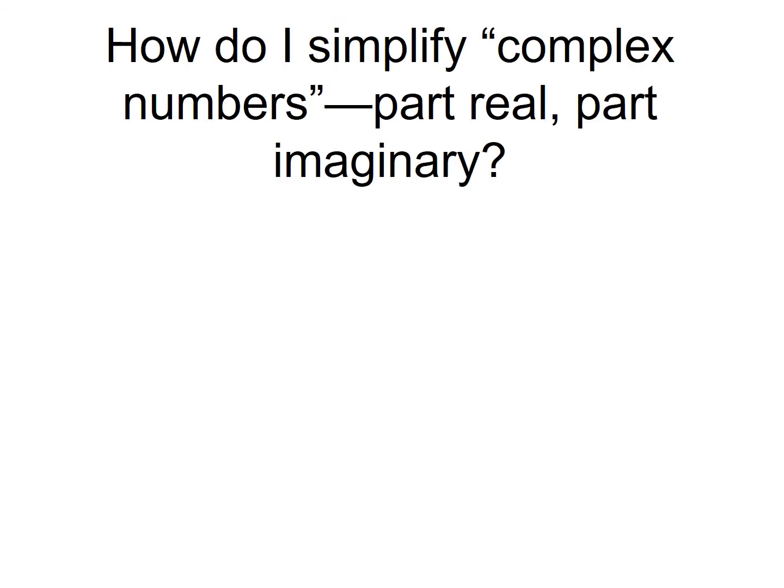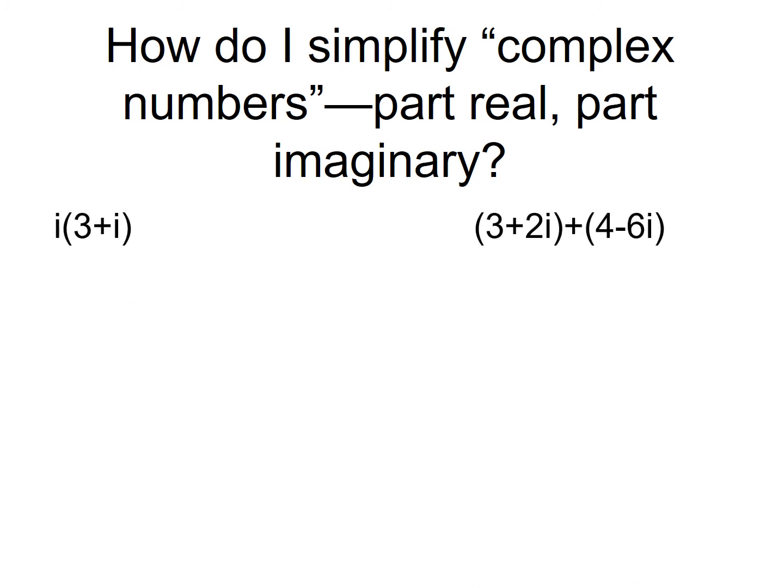So what we haven't talked about yet is the complex numbers. And complex numbers are numbers that have a real part and an imaginary part. Okay, so now we're going to ask ourselves, how do I operate or simplify with complex numbers, or numbers that have a part that is real and a part that's imaginary? So we're going to look at 3 examples.